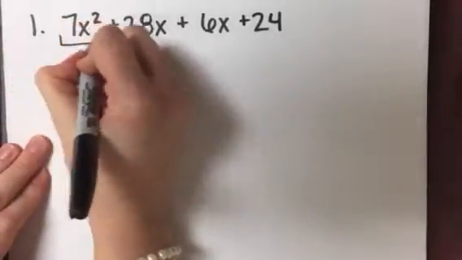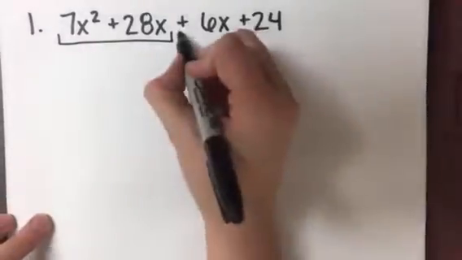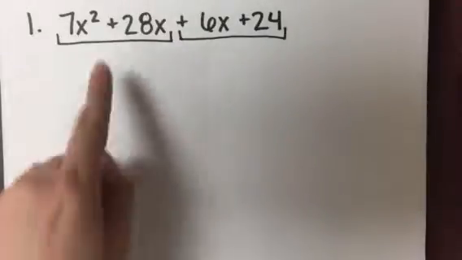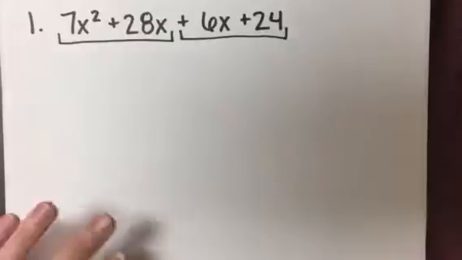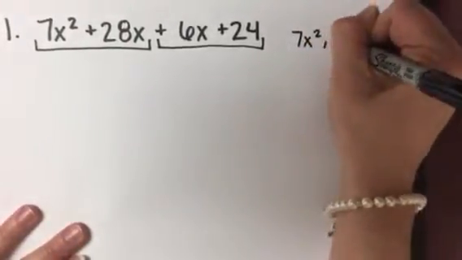So you have 7x squared plus 28x. In the second group, you have 6x plus 24. You will not combine like terms. This process is factoring, not simplifying. So find the greatest common factor of the first group. Do prime factorization of 7x squared and 28x.